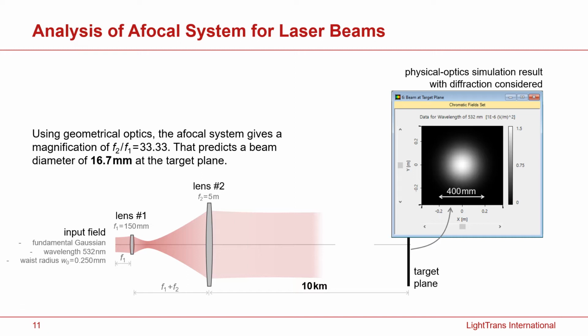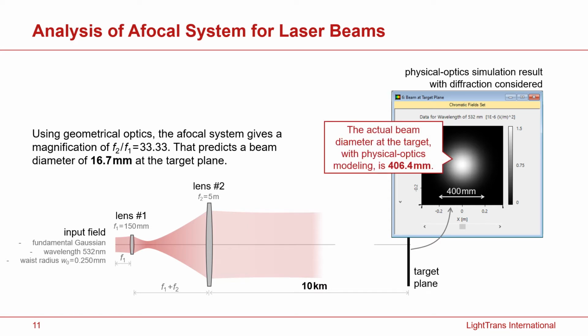And geometric optics doesn't predict any change of the beam diameter after the second lens. So it will tell you that after 10 kilometers you will have a beam diameter of 16.7 millimeter. Well, that sounds not bad, not quite good. But that's not the truth, if you consider the possible diffraction effect of the Gaussian beam. Although this is a very small effect, it might develop over a long distance, right?